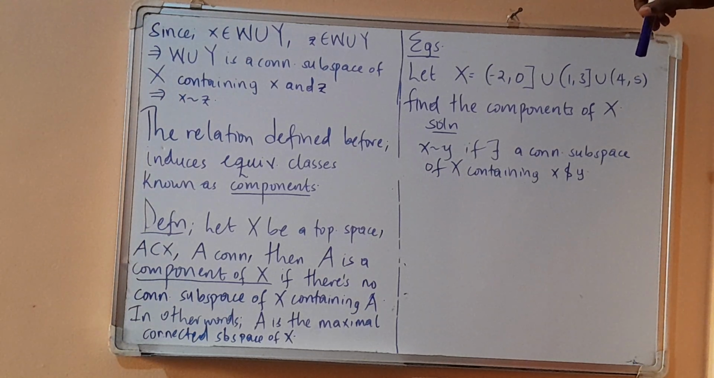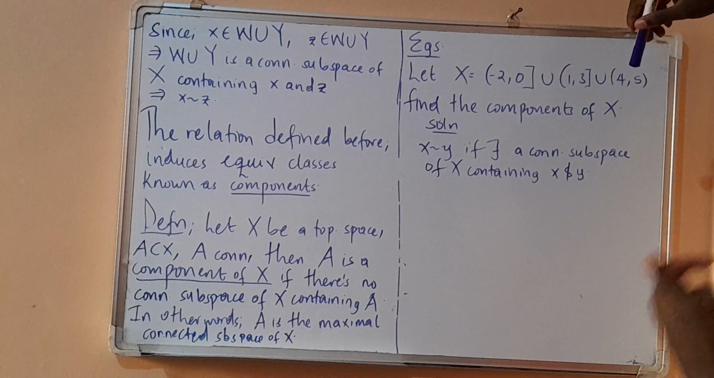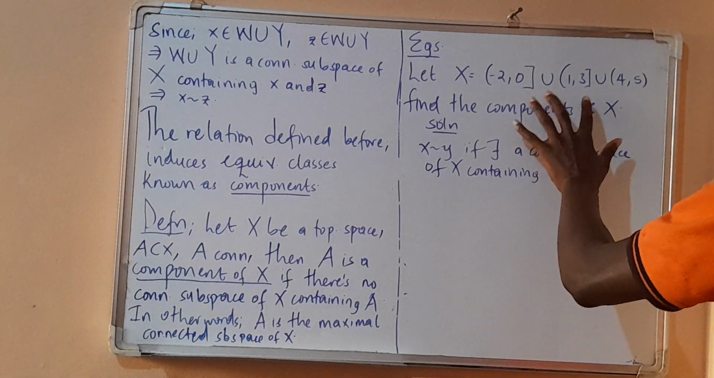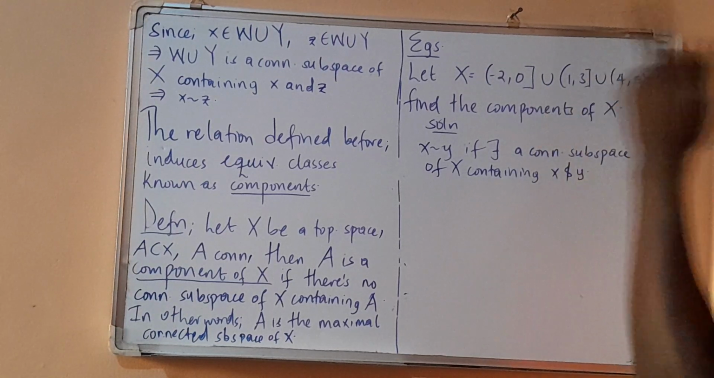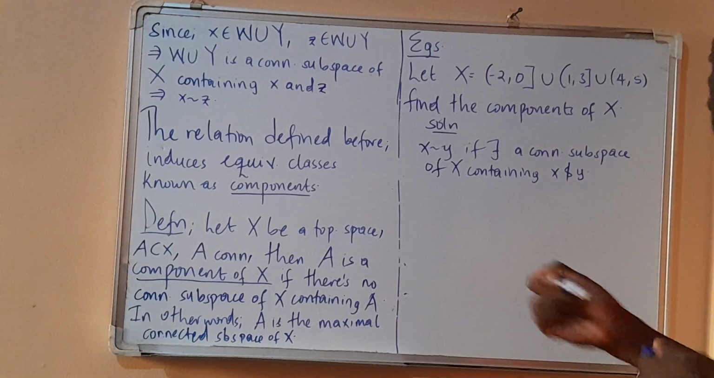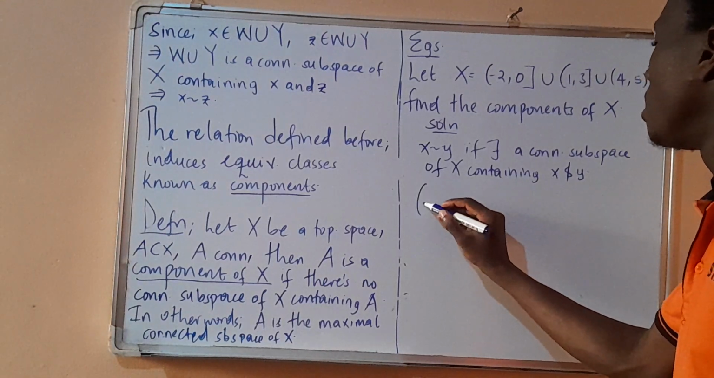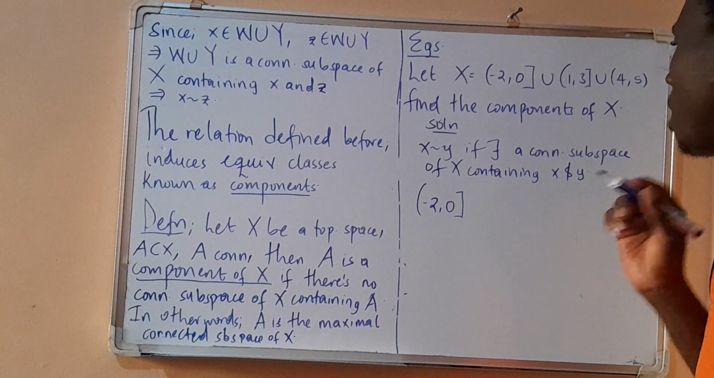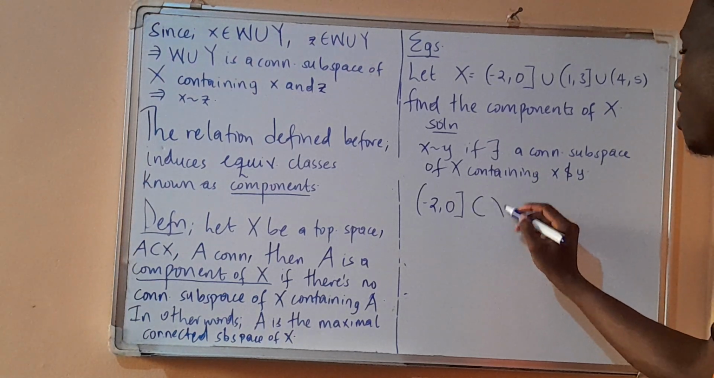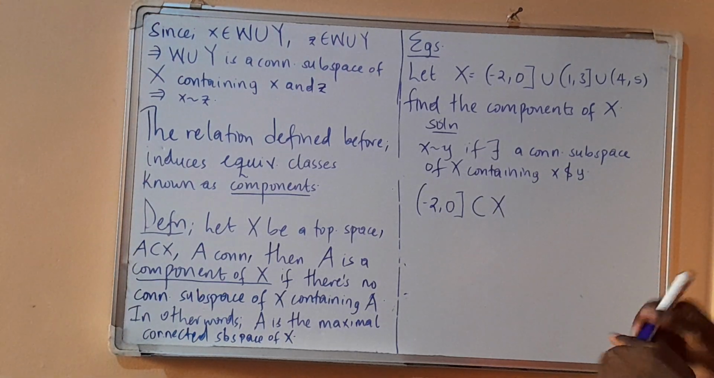So we are going to first ask ourselves what a component is. We know now what a component is. It has to be a subset of X. So this is our X. Let us start with the simple ones. Let us start with this set. Observe that this is a subset of X.